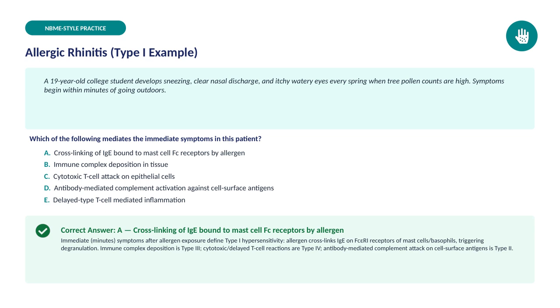Other hypersensitivity types differ in timing and mechanism. Type 2 involves antibody-mediated complement activation against cells. Type 3 involves immune complex deposition, and Type 4 is a delayed T-cell-mediated response. So in this case, the immediate symptoms are driven by allergen-induced cross-linking of IgE on mast cells.